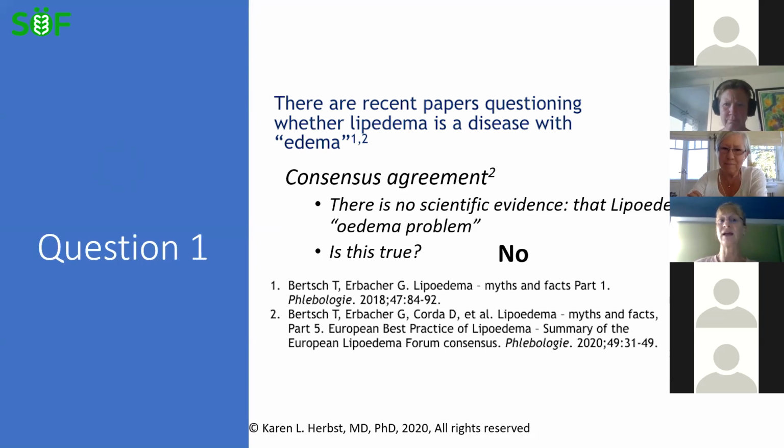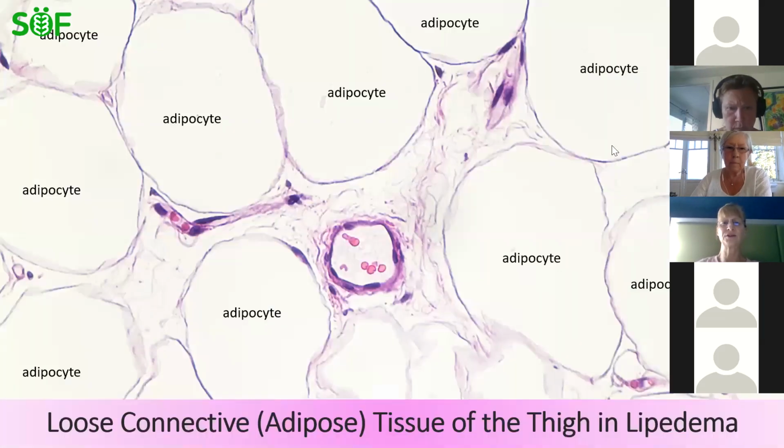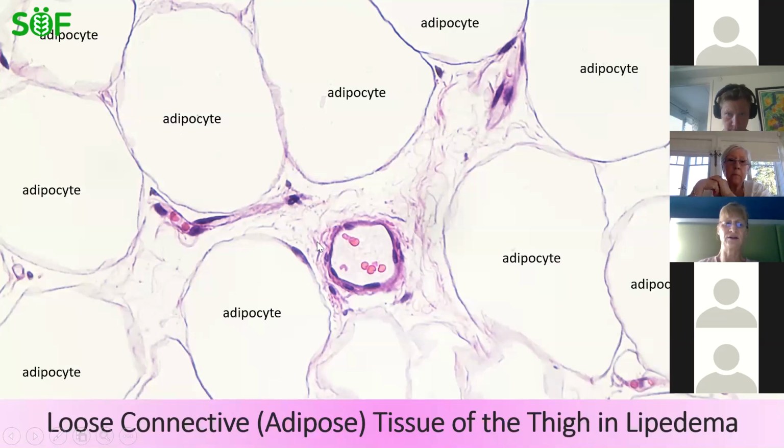And I want to explain that using the connective tissue. So what's the definition of edema? Edema is swelling of soft tissues due to increased interstitial fluid. And by interstitial fluid, we mean the fluid between the cells in that extracellular matrix. So here's a picture of lipedema tissue from the thigh. You can see I've labeled all the fat cells here. And in between those cells, you see the fibers that I talked about in this extracellular matrix. There's also some blood vessels here, here, here, and here. But you can see there's also some white space here.